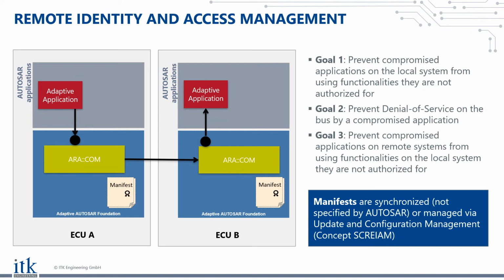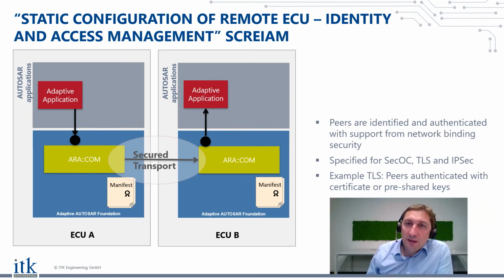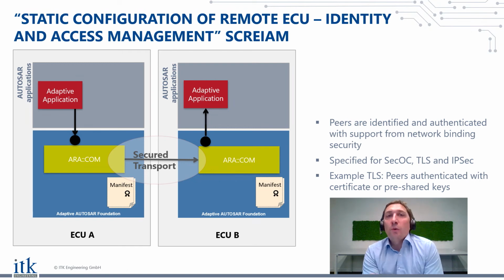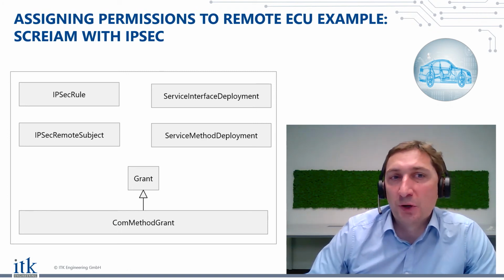Yeah, with SCREAM, you can define on ECU B, for example, a list of other ECUs and applications that are allowed to access a service. In order to do so, of course, applications and ECUs have to be identified, and we reuse the secure communication channels that are already modeled. For example, TLS. So remote ECUs and adaptive applications are identified using certificates or pre-shared keys.